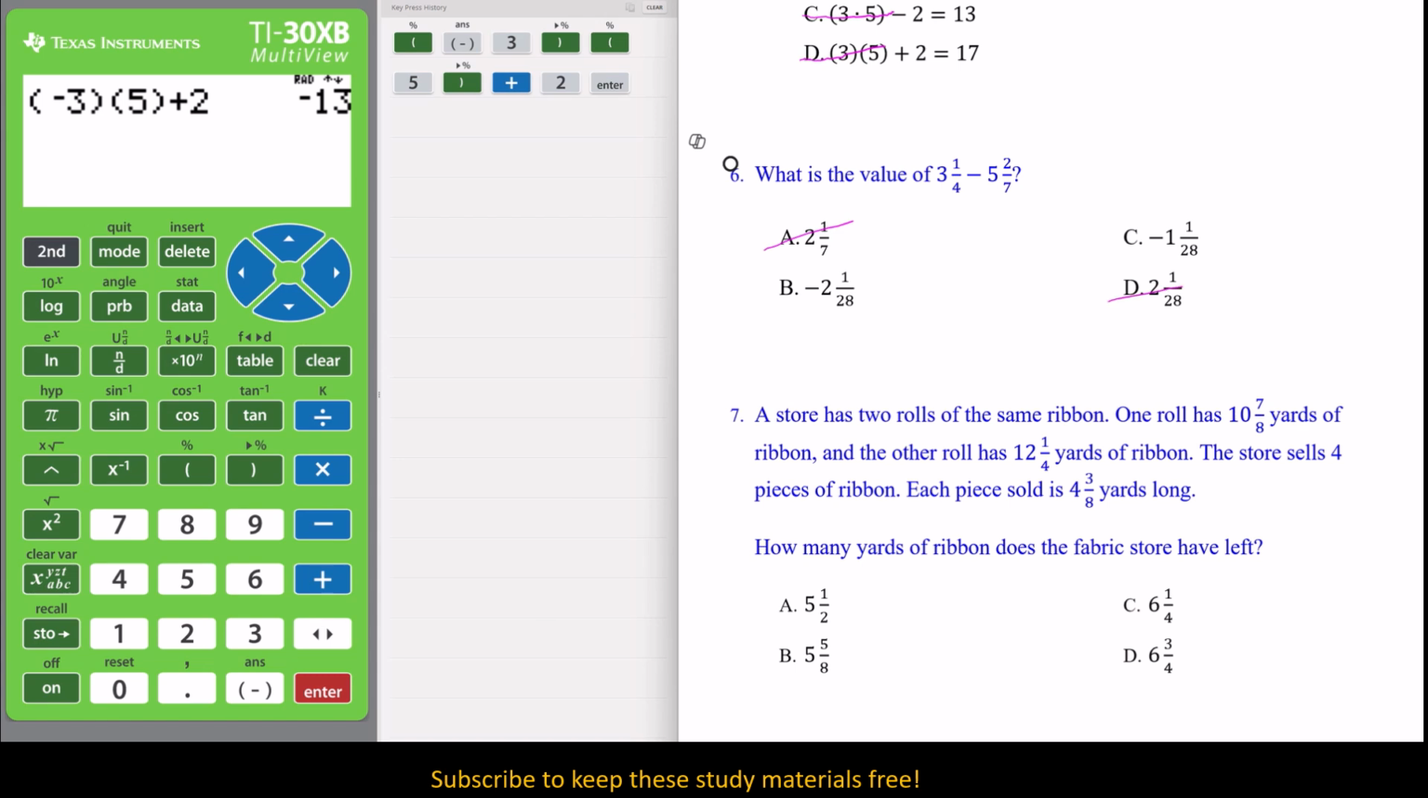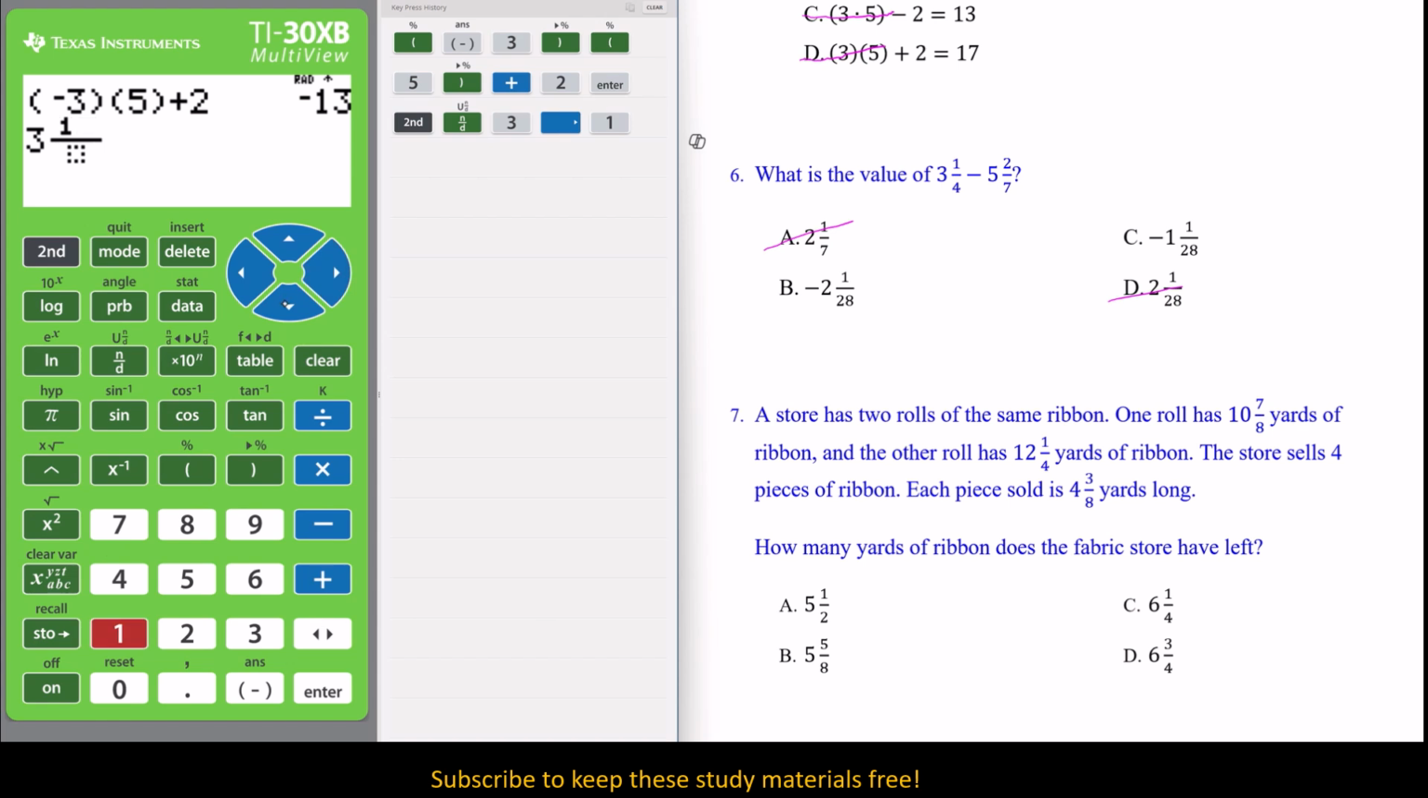Well, let's put our expression in and see what happens. So second fraction, that gives us our mixed number, and that's 3, arrow over 1, arrow down 4, arrow over, then minus second fraction, that's 5, arrow over, 2, arrow down 7. Okay, I'm arrowing all the way over so I can make sure that I actually entered it correctly. If you've watched my other videos, I don't always have to fix it when I do it incorrectly.